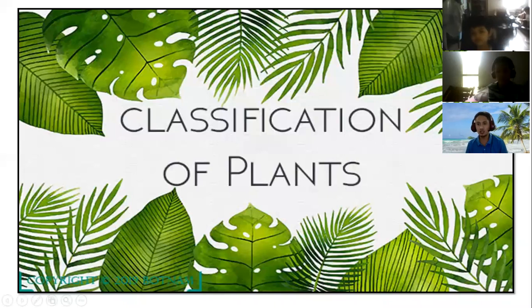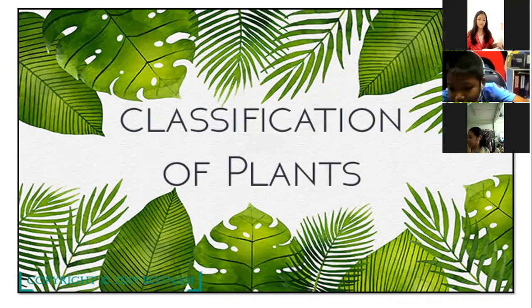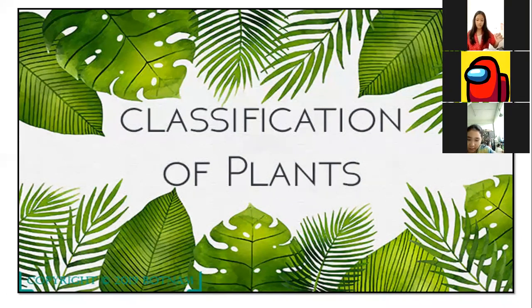This is our new lesson. Last time we talked about animals, right? We have two types of animals, the invertebrates and vertebrates. But now we will continue our lesson and it's all about plants. Plants, page 15, classifying plants.